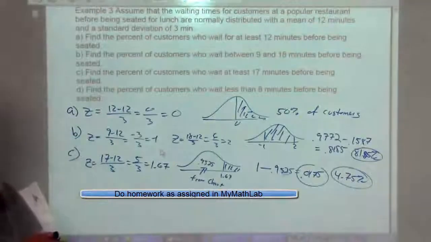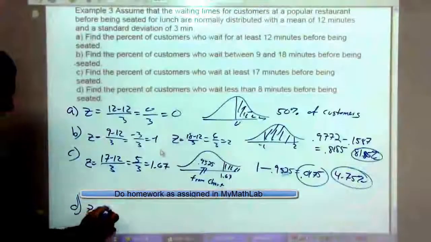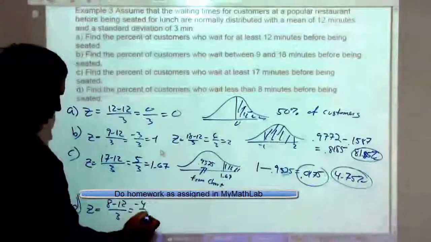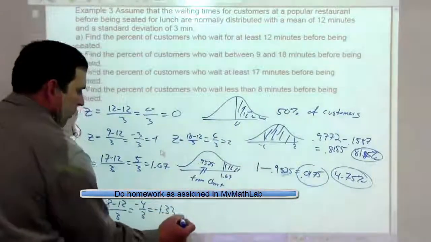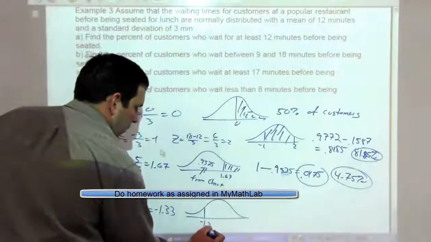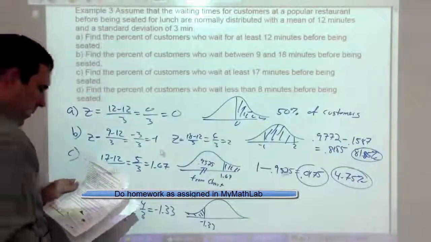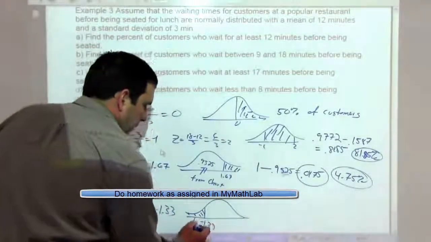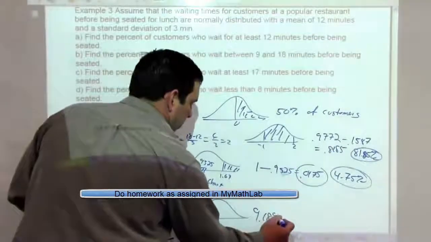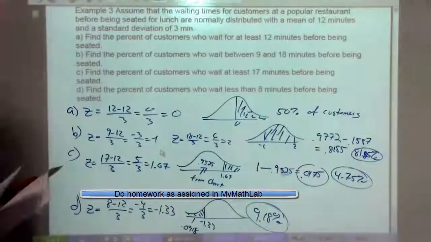And find the percent of customers who wait less than 8 minutes. That's going to be 8 minus 12 over 3. That's negative 4 over 3, or negative 1.33. So we're talking this region. On the chart, that's going to be 0.0918, or 9.18% of the customers will wait less than 8 minutes. Okay.